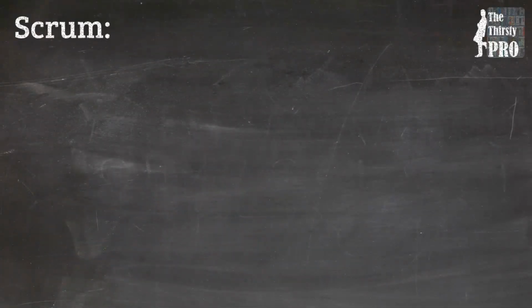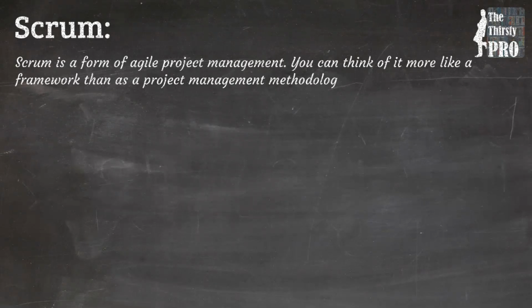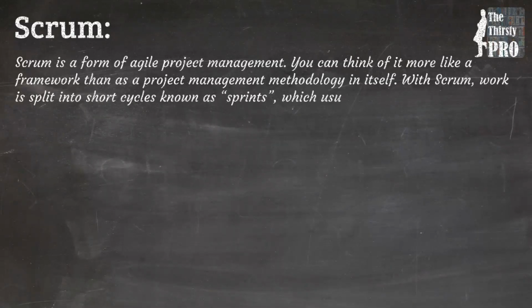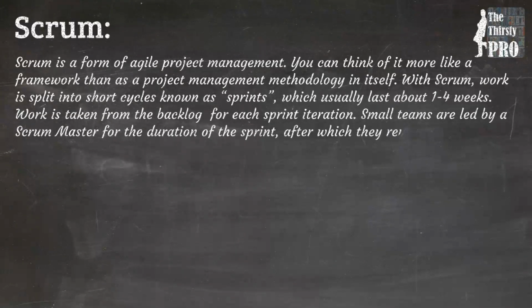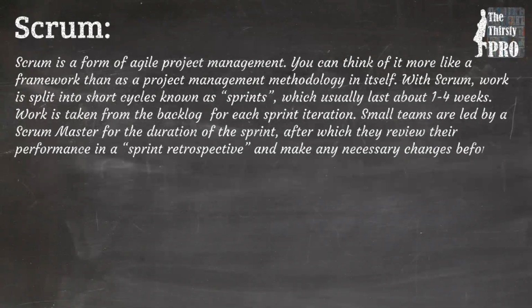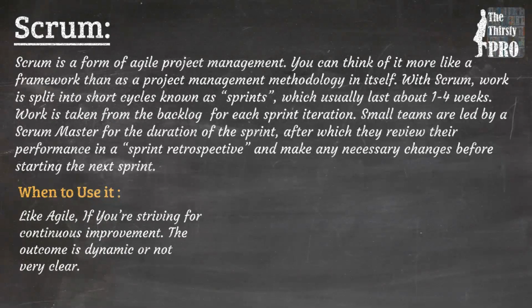Then comes Scrum. Scrum is a form of Agile project management. You can think of it more like a framework than as a project management methodology in itself. With Scrum, work is split into short cycles known as sprints, which usually last about 1 to 4 weeks. Work is taken from the backlog for each sprint iteration. Small teams are led by a Scrum Master for the duration of the sprint, after which they review their performance in a sprint retrospective and make any necessary changes before starting the next sprint. When to use it? Like Agile, if you are striving for continuous improvement, or the outcome is dynamic or not very clear.